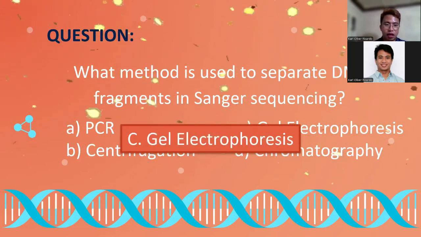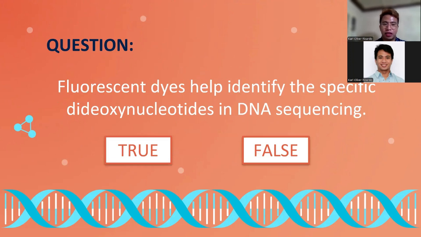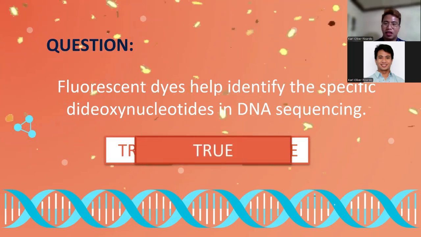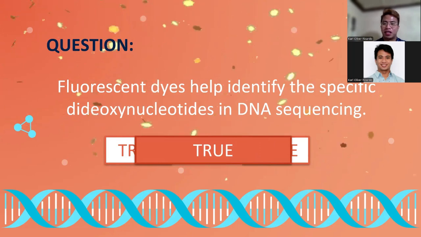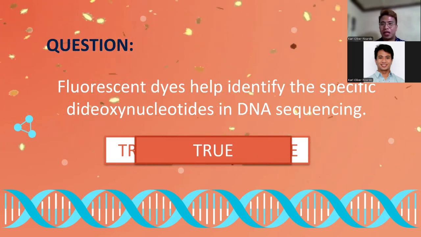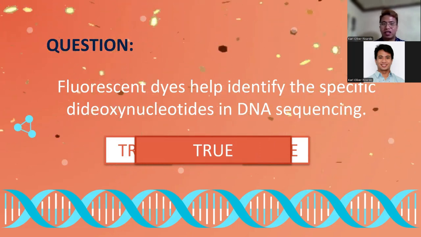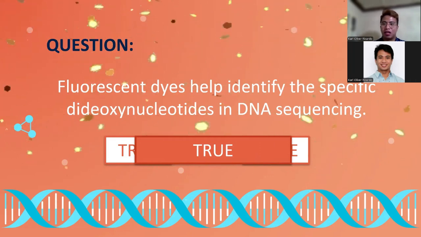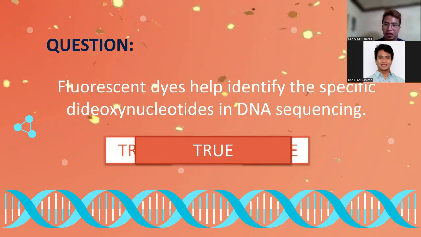Okay. Last item. So fluorescent dyes help identify the specific dideoxynucleotides in DNA sequencing. Is it true or false? The correct answer is true. Kasi ito na yung last part kanina na mas mapapadali na lang siya. So ito yung kahit gagamit na lang tayo ng isang tube to identify yung specific na base or fragment.